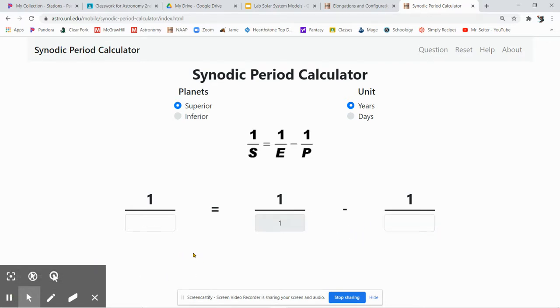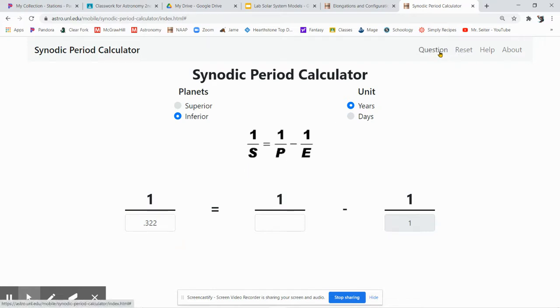All right, I was having trouble with this thing. Make sure you reset it up here. Okay, hit that reset button to get it back to where it's supposed to be. So, inferior, 0.322, and well, this one's not working either. Let me find another one.